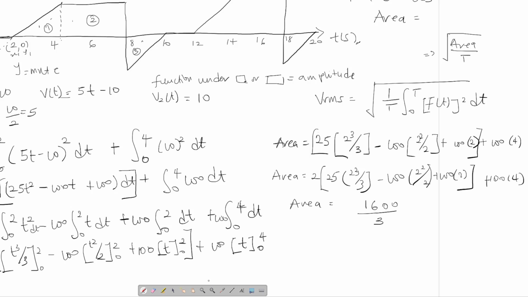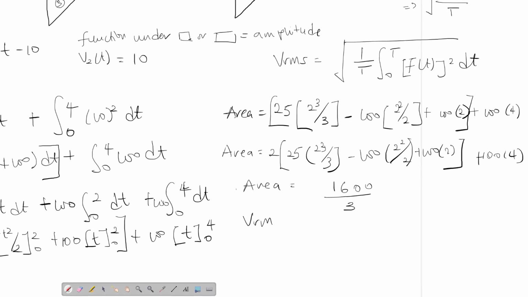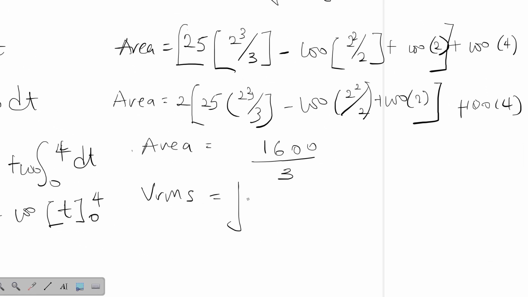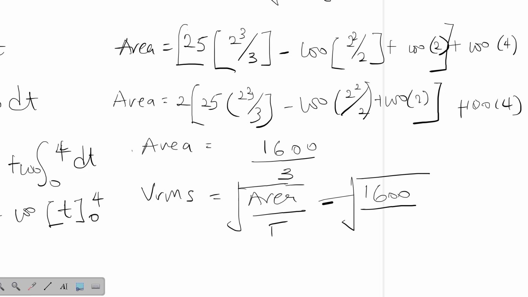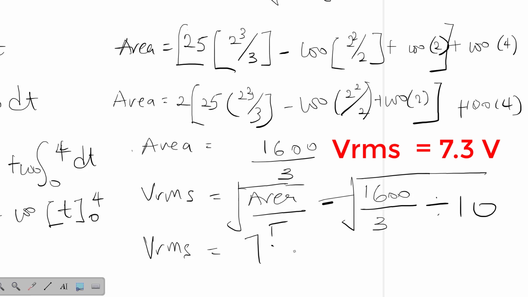So when you punch this on your calculator, the area for everything should be 1600 on 3. But we are saying that the RMS value is the same as the area all over the period of the cycle. So now we can say that the area is 1600 divided by 3, divided by the period, which is in this case 10. So your RMS value, in this case the RMS voltage, should give you 7.3 volts.